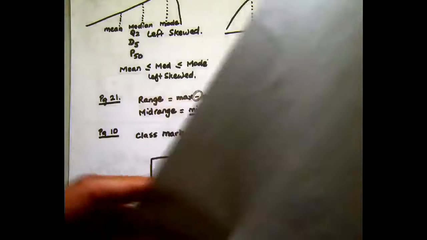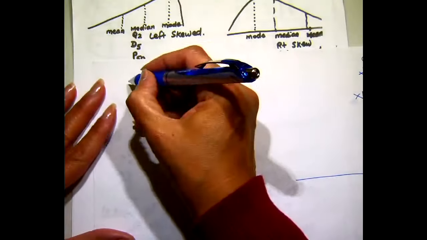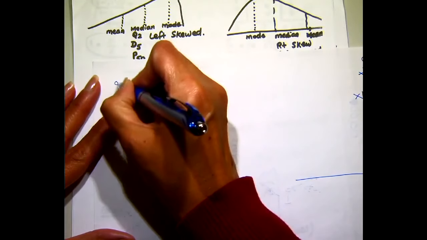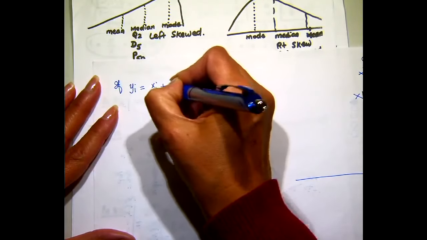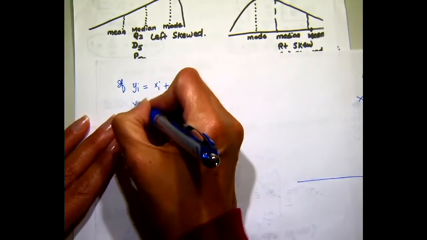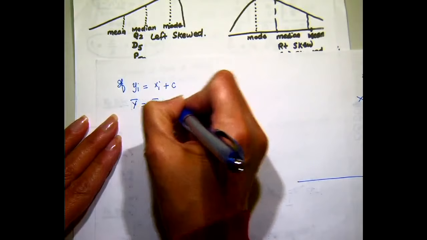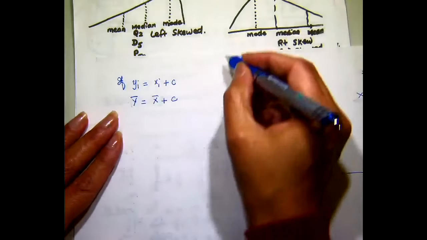Okay, the next thing I want to talk about are these formulas on page 24 in your typed notes. Do you recall last week that we said, if yi is equal to xi plus c, then y bar is equal to x bar plus c? That if every data point is increased by a constant, then the mean goes up by the same constant.